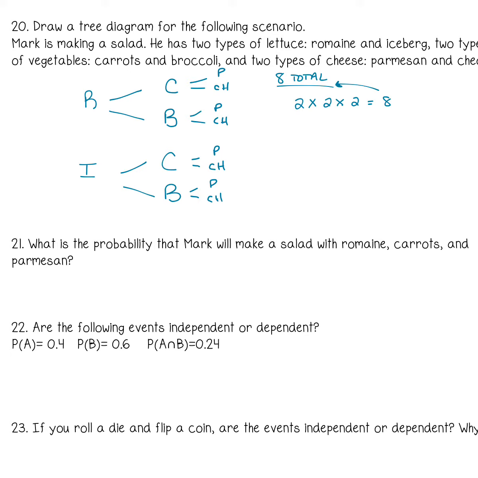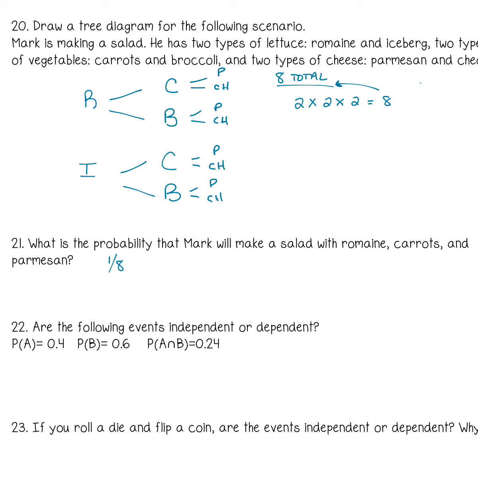Okay, what is the probability that Mark will make a salad with romaine, carrots, and Parmesan? So if we look at our tree, so we go romaine, carrots, and Parmesan, well, that is just one full branch. So that is a 1 out of 8 chance that he'll make that specific salad.